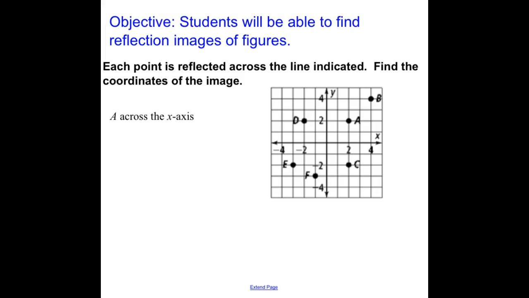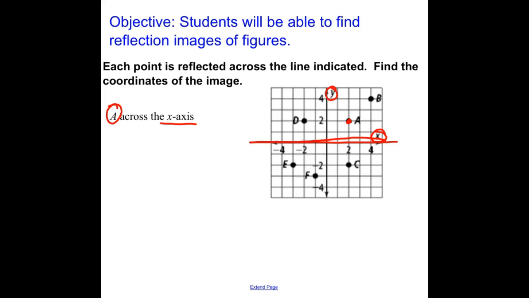So this next one, there's not a lot on it. It's being able to find reflection images of figures. It says each point is reflected across the line indicated. Find the coordinate of the image. So we're going to take this point A and reflect it across the x-axis. I like to figure out, okay, here's A, and then I think about the axes. You might even see that the axes are labeled. Here's the y, and here's the x. So this would be our x-axis right here. We're going to take A and reflect it across it.